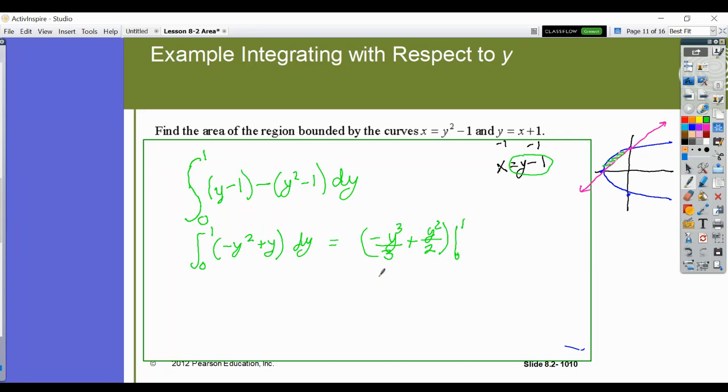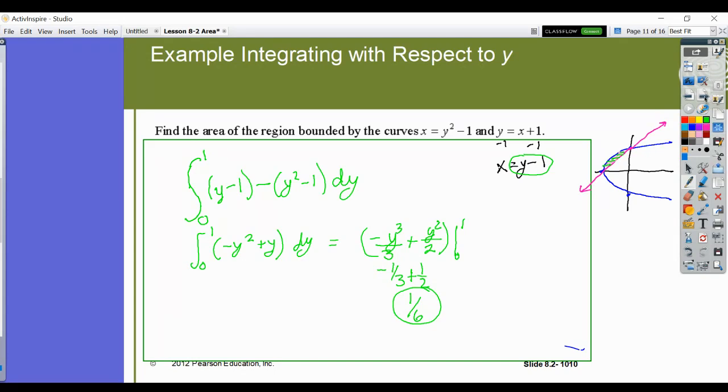So when you plug in a 1, you get negative 1/3, plus 1/2. And when you plug in a 0, you get 0. So we just have to do negative 1/3 plus 1/2. You can get a common denominator and turn those into fractions, but 1/2 minus 1/3 is 1/6. So the area of this little curved piece is 1/6.